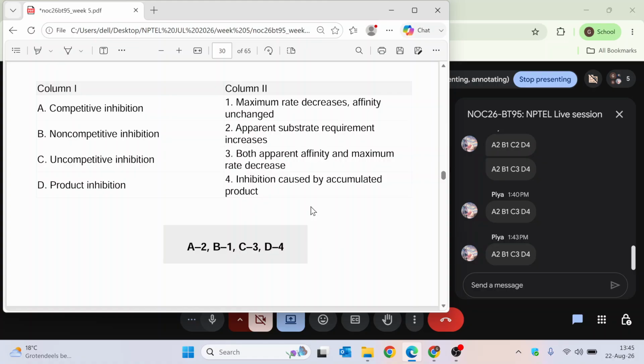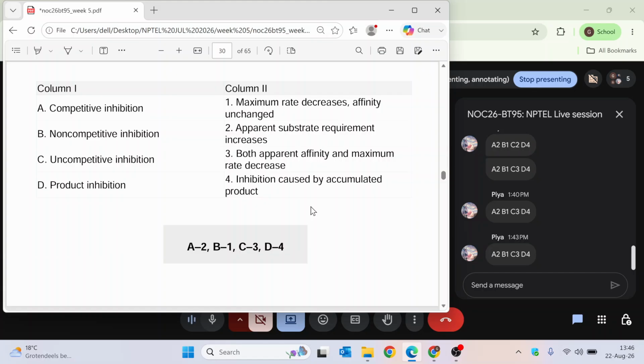So here it has an effect on Vmax, but the Km is not going to be affected because of this. So it pairs with 1. Maximum rate is going to decrease because the available enzymes for the reaction are going to be reduced. The effective enzyme concentration is going to get reduced, but affinity, which is the Km value, is not going to be changed because there's no competition with the substrate. Substrate can go and bind to the active site as always.